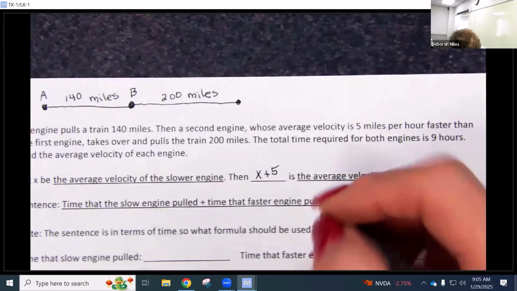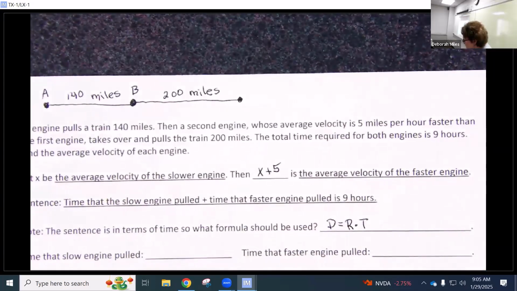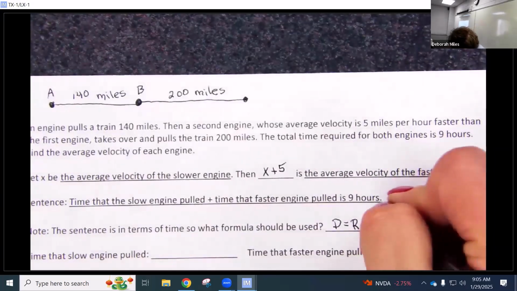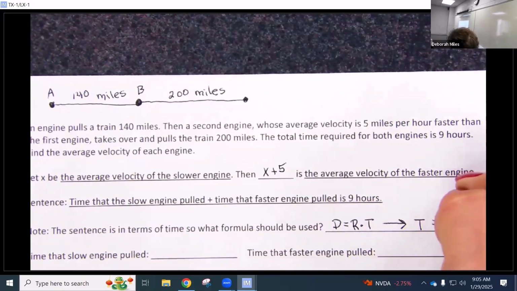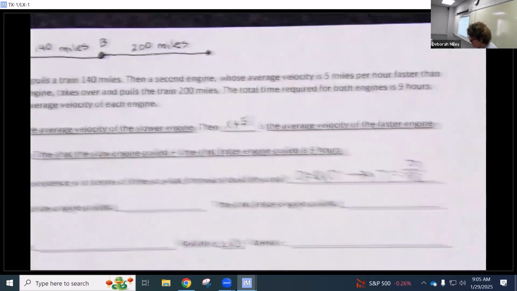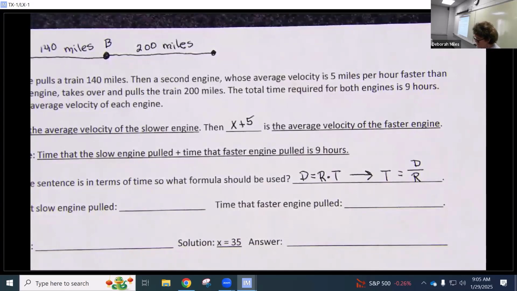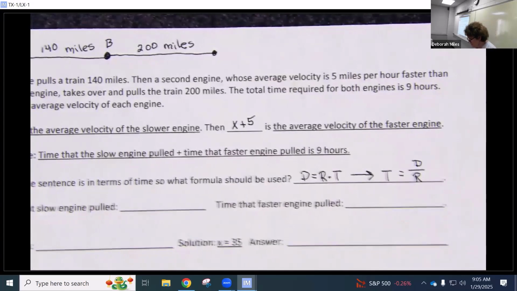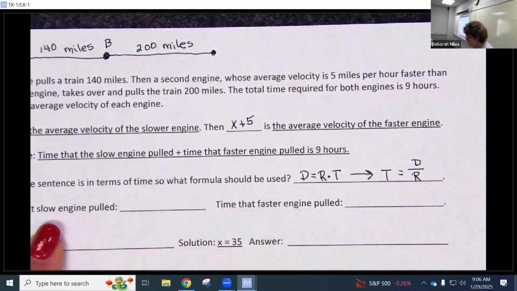Most folks start with distance equals rate times time. And then when they realize that we're talking about time here, just divide both sides by rate, and time is the distance divided by the rate. Okay, I know something about the distance of each engine. I know something about the rate of each engine. So how could I get the time that the slow engine pulled?